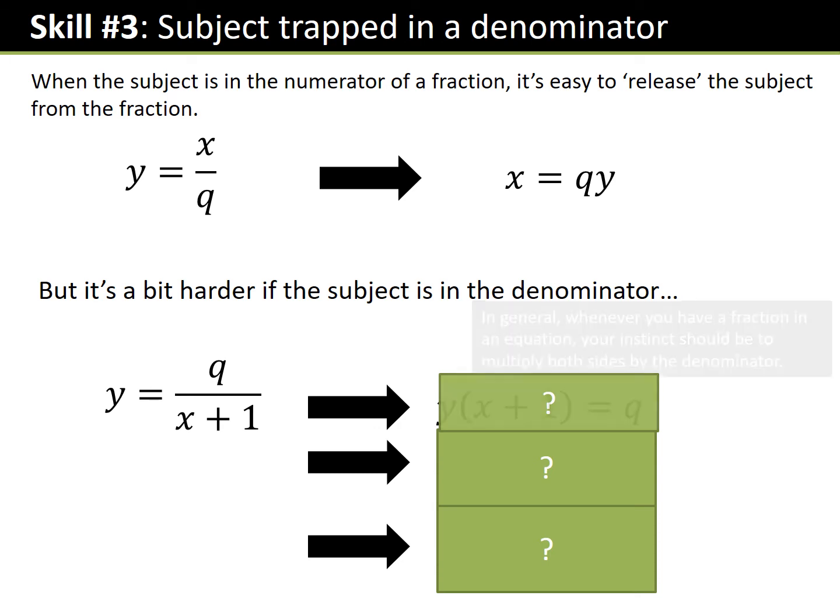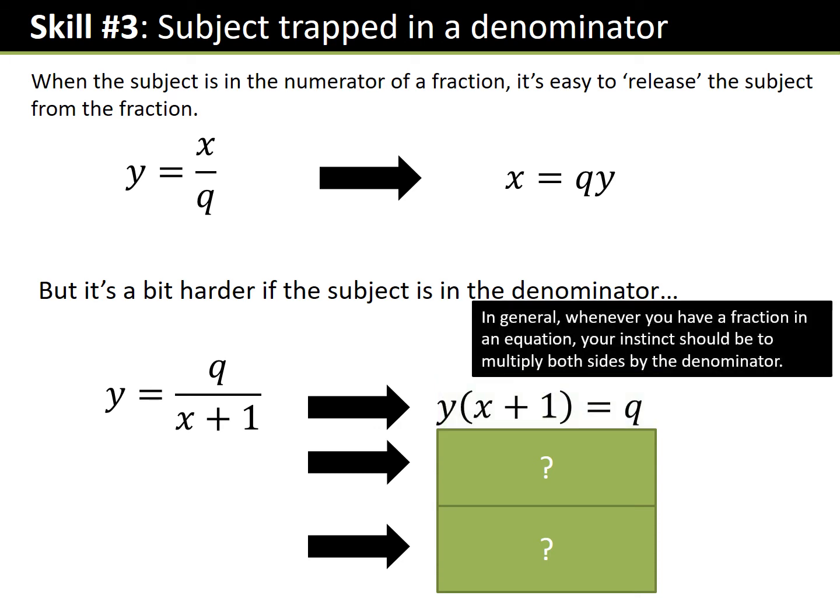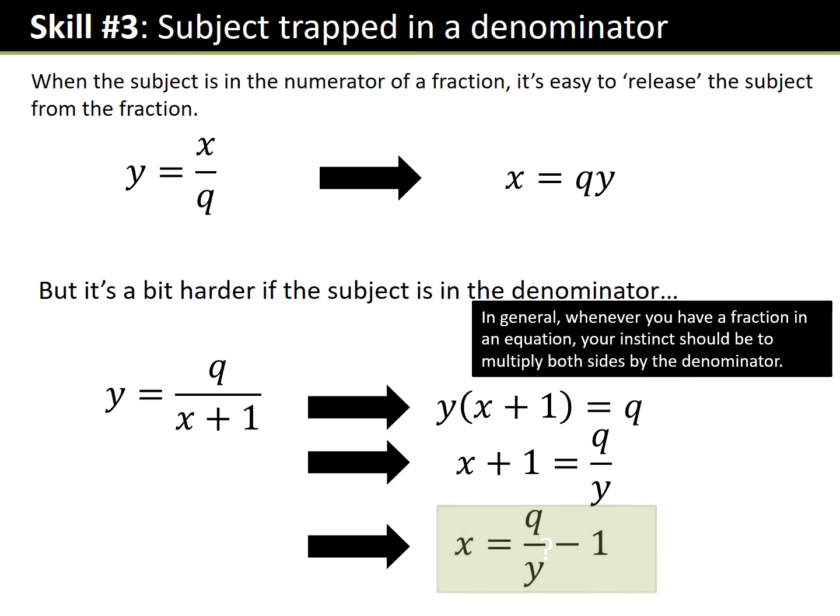But it's a bit harder if the subject is in the denominator. So the first thing we do is, your instinct should be to multiply both sides by the denominator. And in multiplying the q divided by x plus 1, you are left with q. And on the other side, you've got y times bracket x plus 1. Now, what you're going to do next is divide both sides by y, which leaves me that x plus 1 is q divided by y.